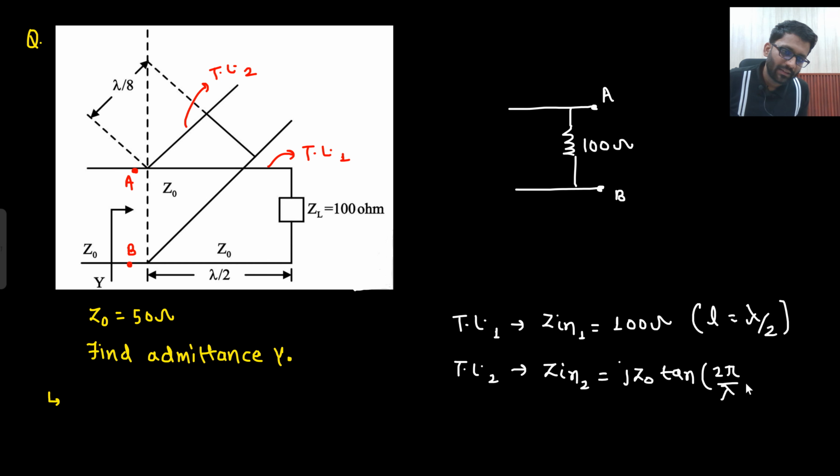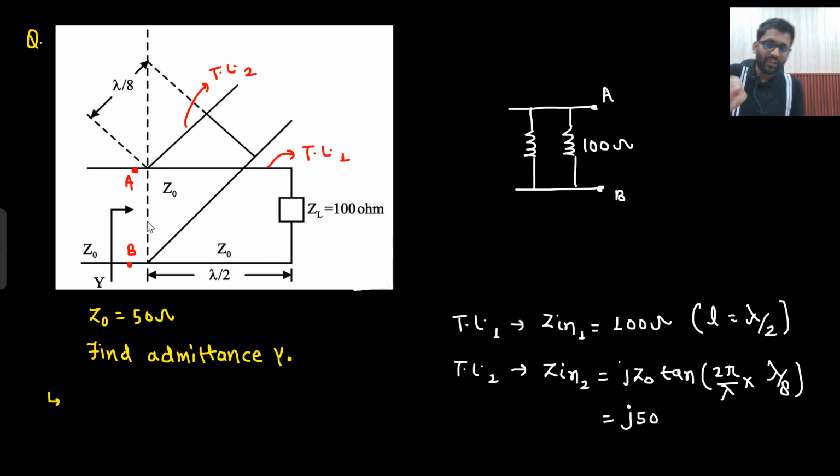Beta is 2 pi by lambda, and what is the value of L? L is lambda by 8. So it will be tan pi by 4, that would be 1. So you are getting j Z naught. What is the value of Z naught? Z naught is 50. So j50, this is the other impedance you are getting between A and B. Between A and B you are getting this impedance, j50, and between A and B only this impedance which is 100.